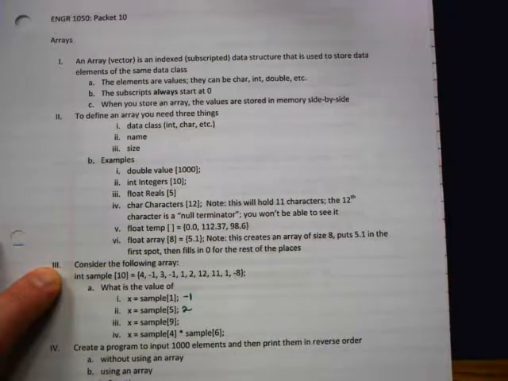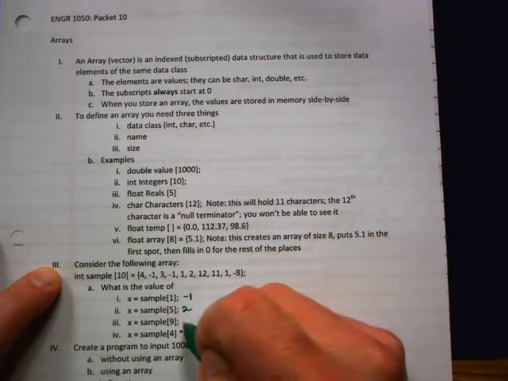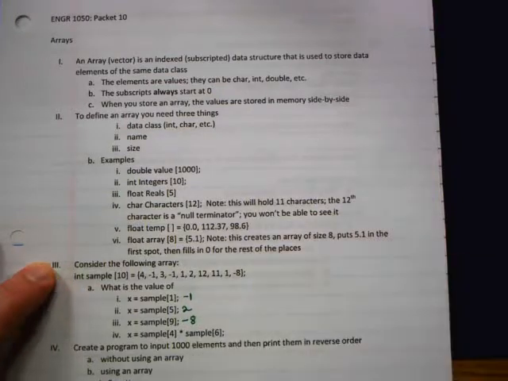Sample 9? Negative 8, because that would be the last one. Sample 9 would be the last one since there's 10 things in there. Or you could count it out. That's negative 8.